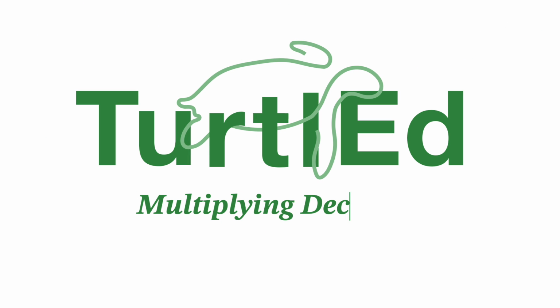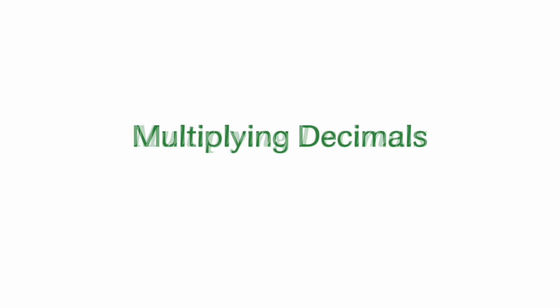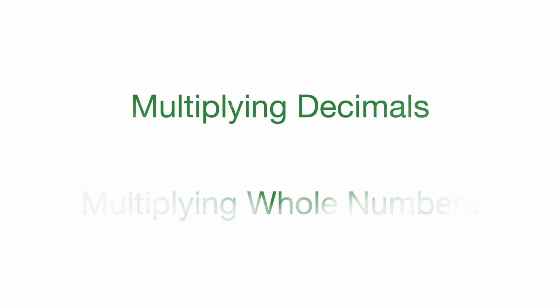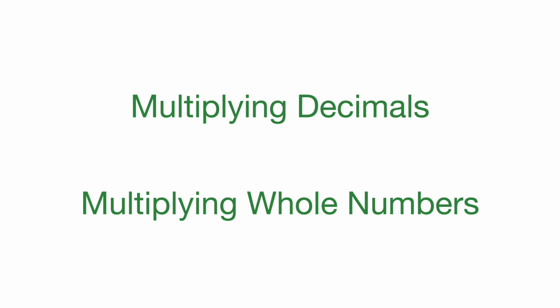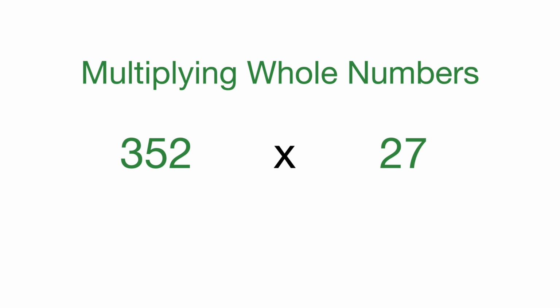In this video, we are learning how to multiply decimals. Before we learn how to multiply decimals, first you need to know how to multiply whole numbers. So let's do a refresher on that real quick. So we're going to learn how to multiply something like 352 times 27.